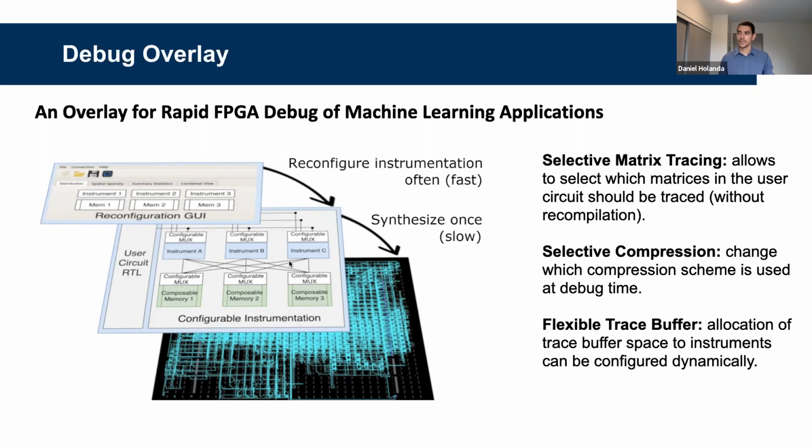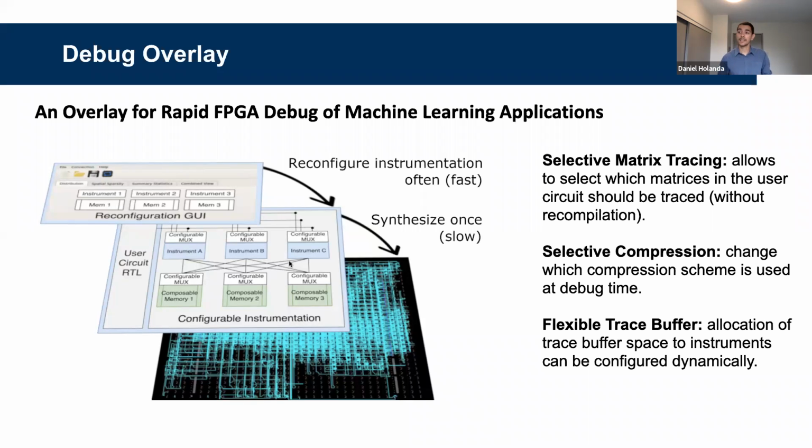We basically decided to add three main capabilities to this overlay. The first capability is very simple, selective matrix tracing, which basically allows us to select which matrices in the user circuit should be traced. It's basically like selecting, I want to observe this matrix now. Okay, I'm done observing this, I want to observe something else. So this is what you normally expect out of an overlay.